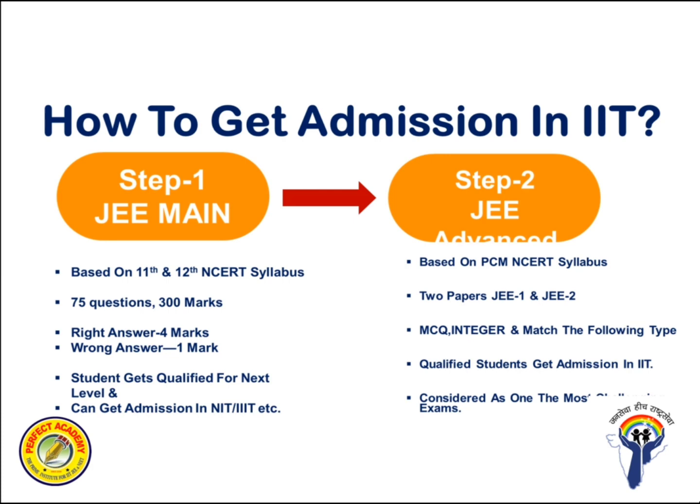Students get qualified for the next level if they clear this JEE Main, and also you get admission in NIT, IIIT, etc. Basically, out of 300 in JEE Main, if you score 150 to 160, you are considered to be in the safe zone. You will get at least some NIT or IIIT, not IIT. But if you want a very good NIT with a very good branch, 99 percentile, that is 180 to 200 marks, is required. The next stage is step 2, which is JEE Advanced.